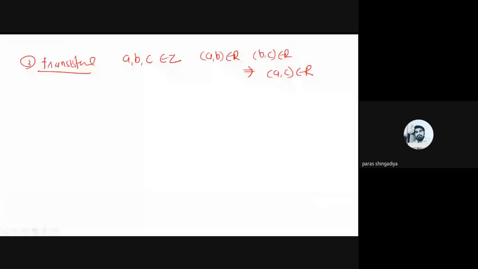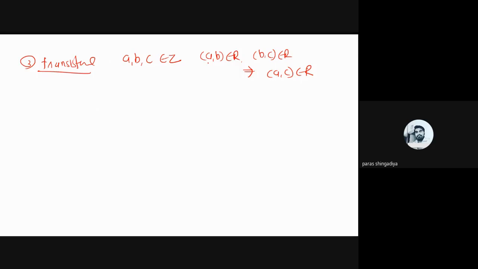Third one is transitive. The condition of transitive is: if (A, B) belongs to R and (B, C) belongs to R, then we'll prove that (A, C) also belongs to R. Okay, that is the condition of transitive. So how can we check it?